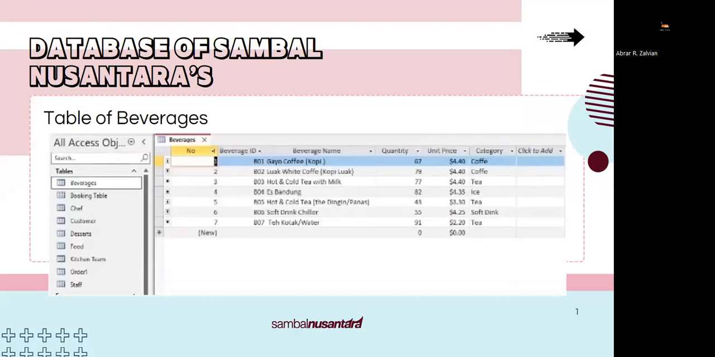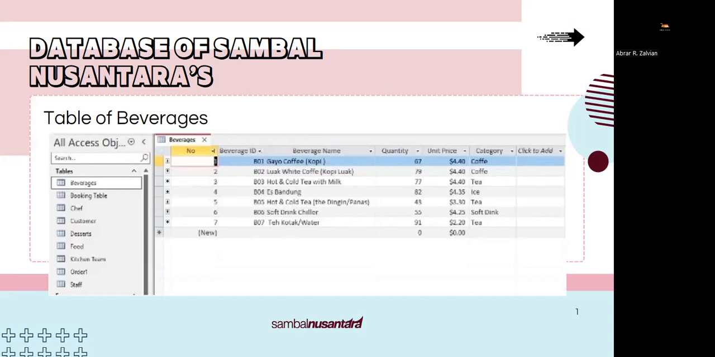Next, we will explain the database of Sambal Nusantara. Sambal Nusantara has 7 main tables, namely beverages, booking table, chef, customer, desserts, food, and staff. Then 3 connecting tables, namely kitchen team, order, and payment. The first table, we have table of beverages.